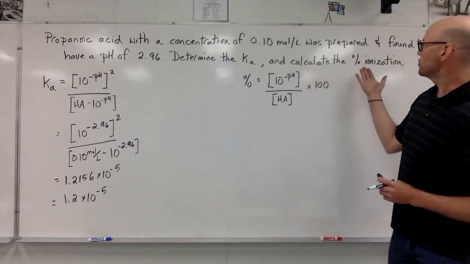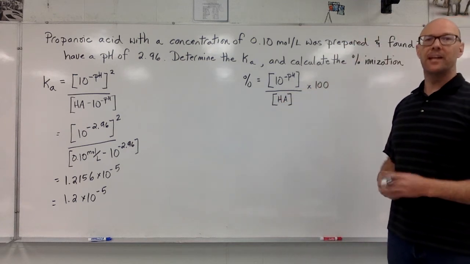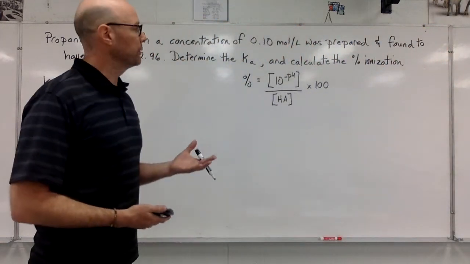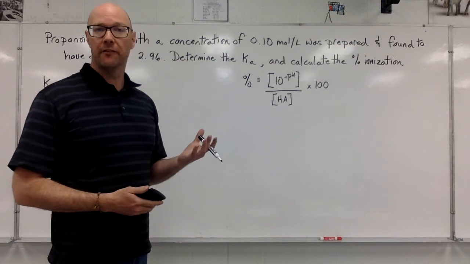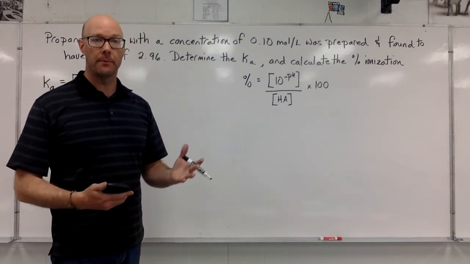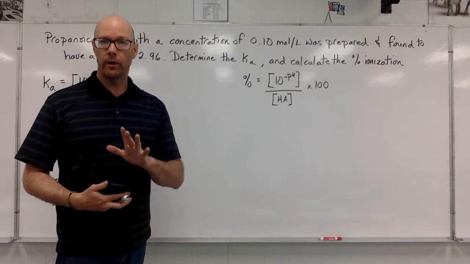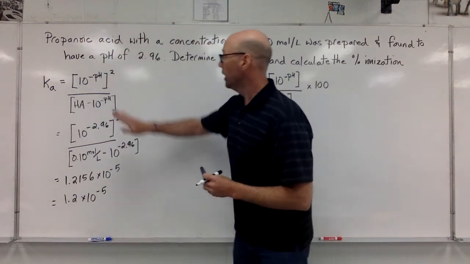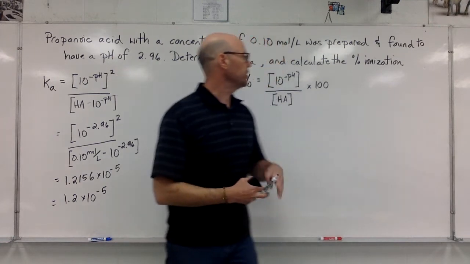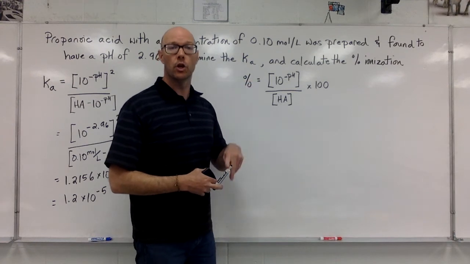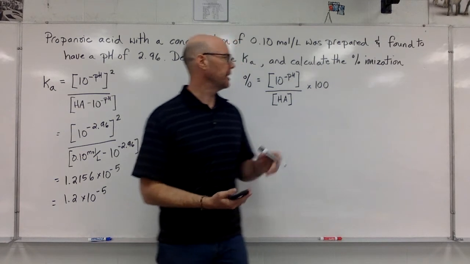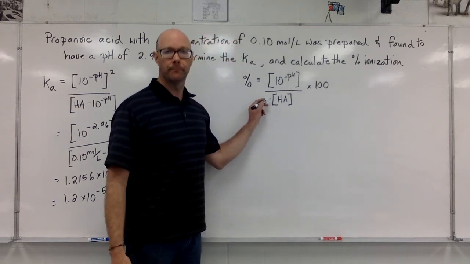We have the follow-up question. Also calculate the percent ionization. Here I have this version of the formula. The percent is equal to 10 to the power of the negative pH over the initial concentration of the acid times 100. It's a percent. Importantly to note, once more, here the numerator is being squared. In the percent calculation, it's not. In the denominator for Ka, we had this subtraction. In the percent calculation, we do not.